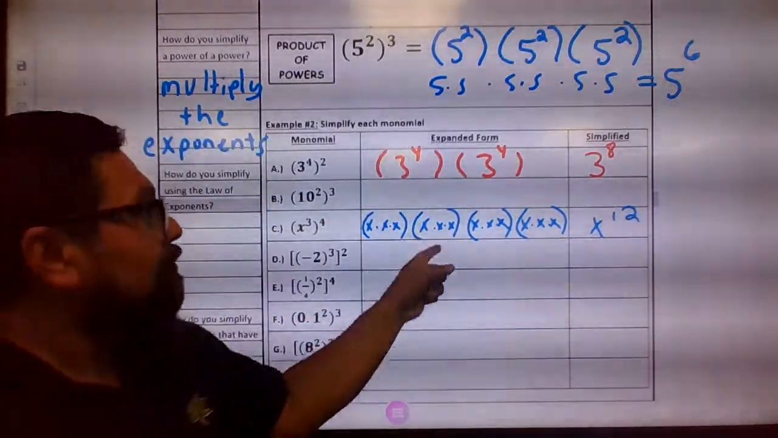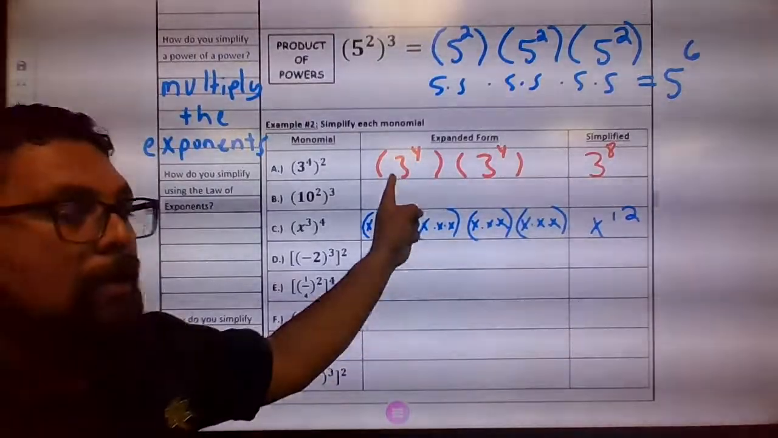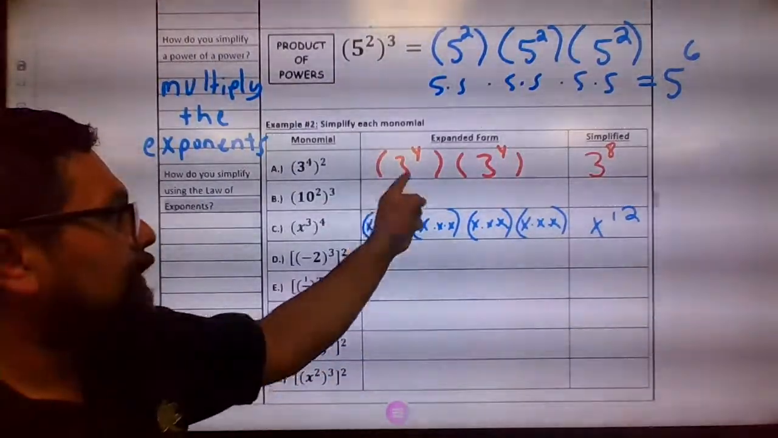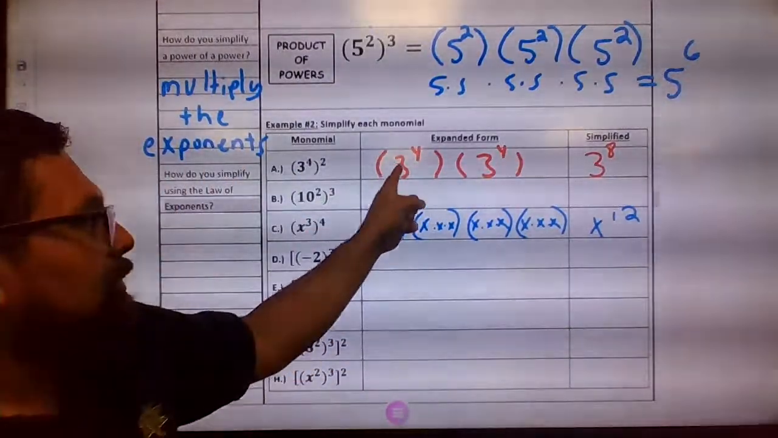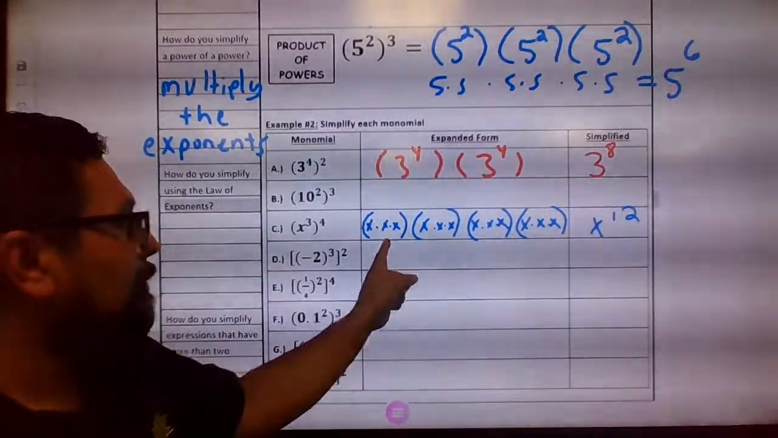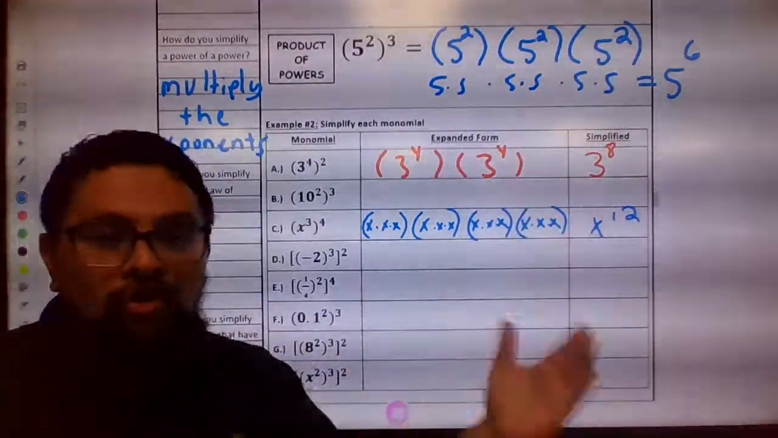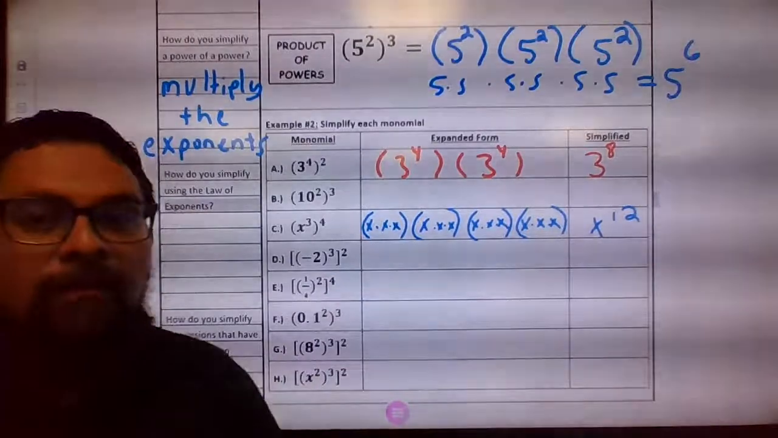Now, we did this one and this one differently, okay? I could have done this one the same too. I could have put four threes in here, 3, 3, 3, 3, but I didn't. I just put 3 to the 4th. This is similar to this, okay? And right here, I could have put X to the third, X to the third, X to the third, X to the third, but I didn't, just to show you a different way. Okay, hopefully I didn't confuse you.